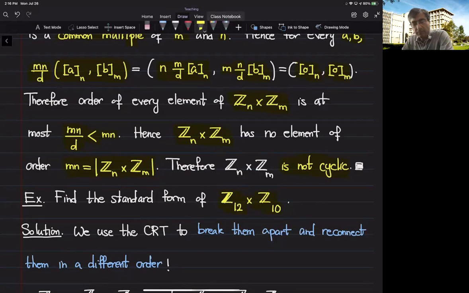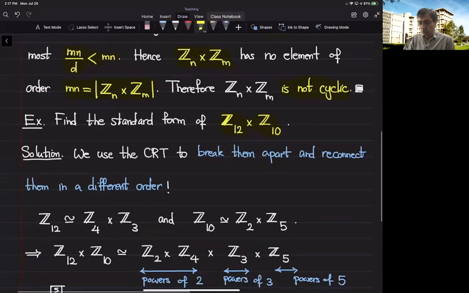The idea is to follow the following steps. First, split it into powers of primes and then regroup them in a way that you can use, you end up getting the standard form. So that's a very rough idea. But let's start breaking these terms, each one of them, into powers of primes. What does that mean? By Chinese remainder theorem, we do know that Z_12 is isomorphic to Z_4 cross Z_3 because 4 and 3 are coprime.